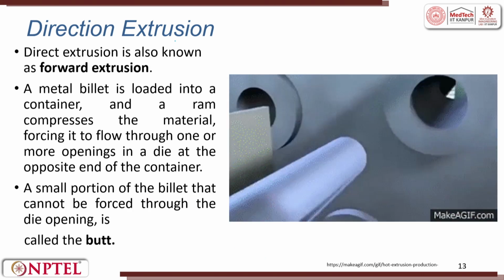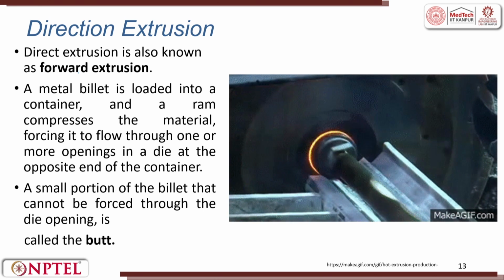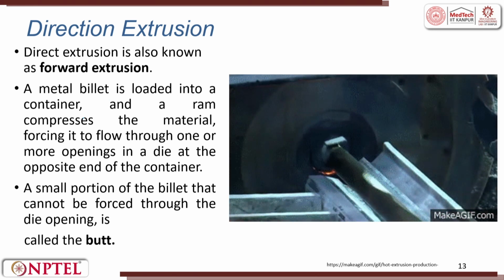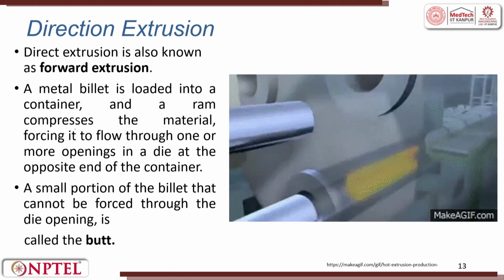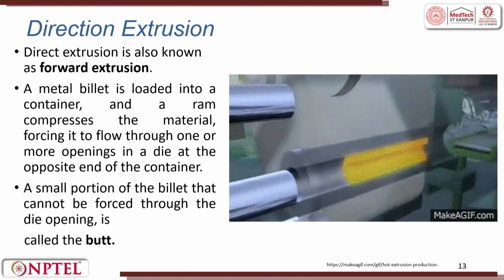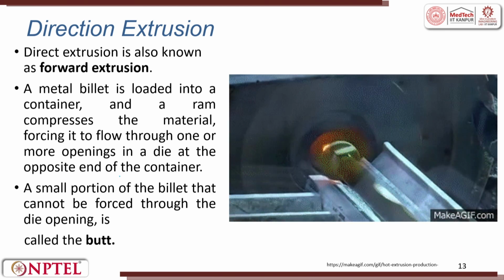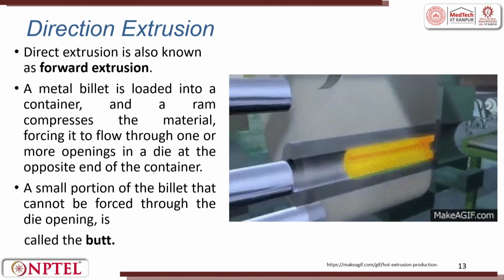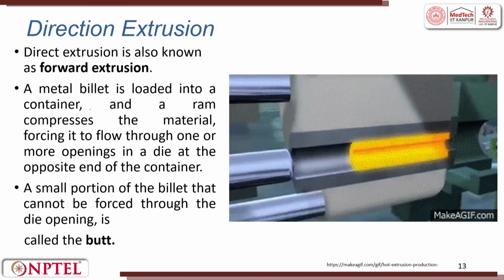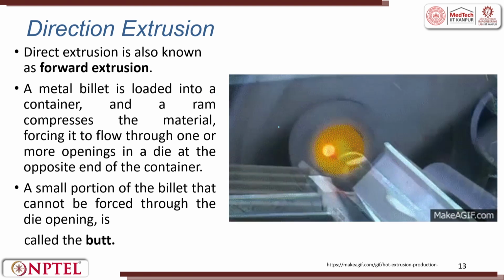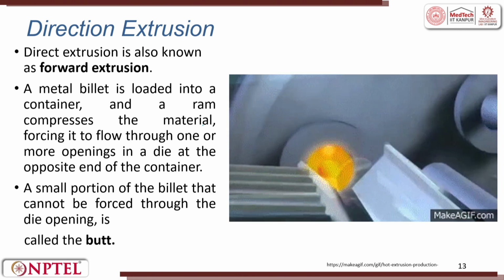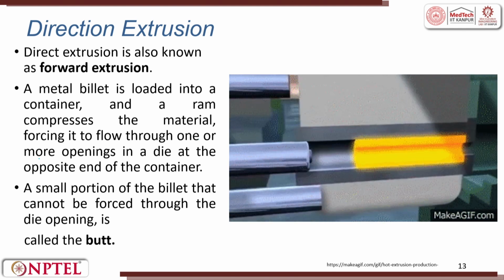Direct extrusion is also known as forward extrusion. The billet is loaded into the container and a ram compresses the material, forcing it to flow through one or more openings in a die at the opposite end of the container. You can see there is a billet which is kept in a container, and a ram compresses it. This is a ram which moves the material, forcing it to flow through one or more openings.